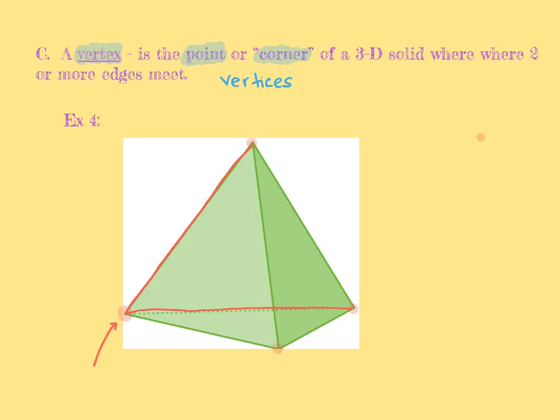Okay, and there's not really a corner here. It looks like there might be, but there's not really a corner there. That's actually like a straight, just an edge. Okay, so this particular solid, which is a triangular pyramid, has 1, 2, 3, so it has 4 vertices. There are 4 vertices. Notice that I use the plural form there.